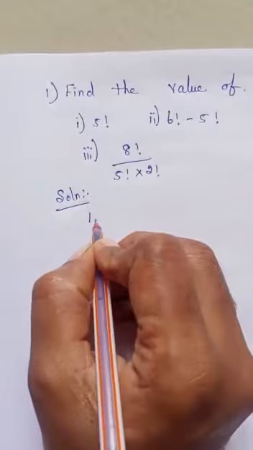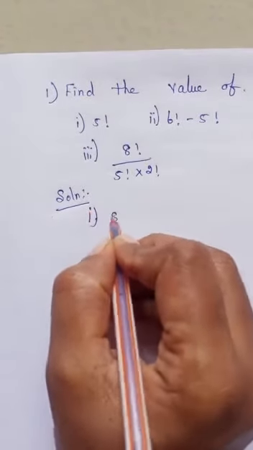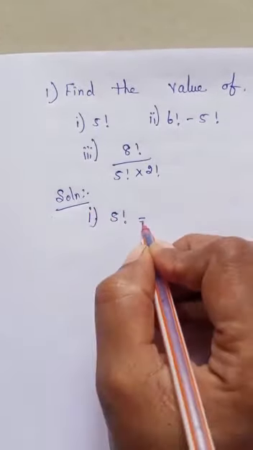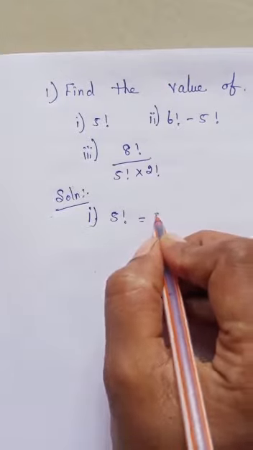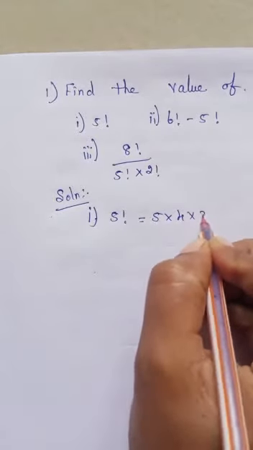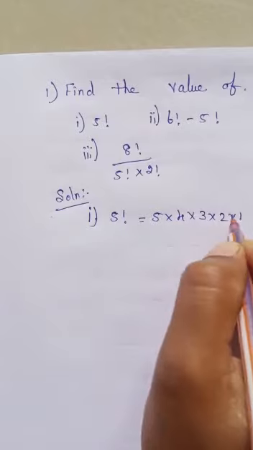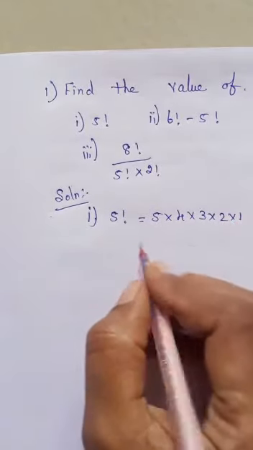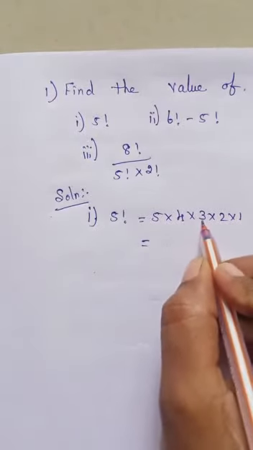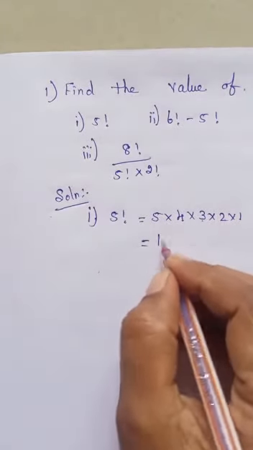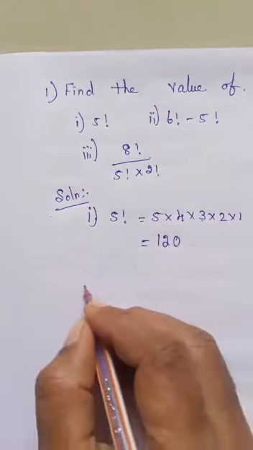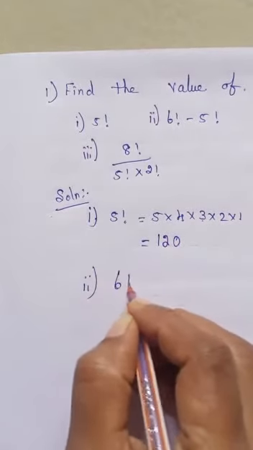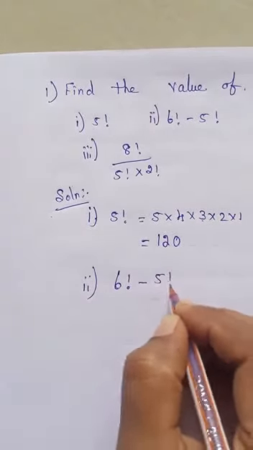Subdivision 1. What is that? 5 factorial. Very simple only, no? How can you write it? 5 into 4 into 3 into 2 into 1, or 1 into 2 into 3 into 4 into 5. So 5 into 4 is 20, 20 into 3 is 60, 60 into 2 is 120. Second subdivision, 6 factorial minus 5 factorial.